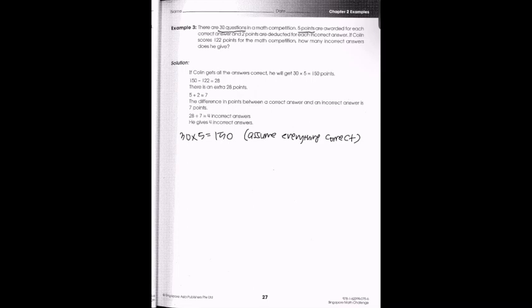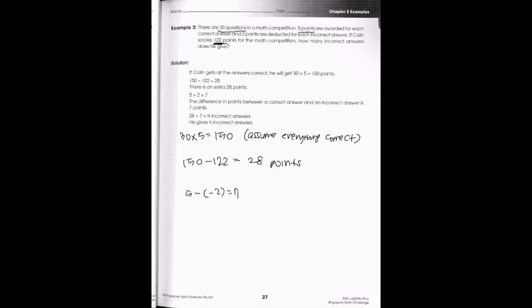But then he only got 120 points in reality. So the difference is going to be 28 points. And the difference between getting a correct answer and getting an incorrect answer is going to be 7.